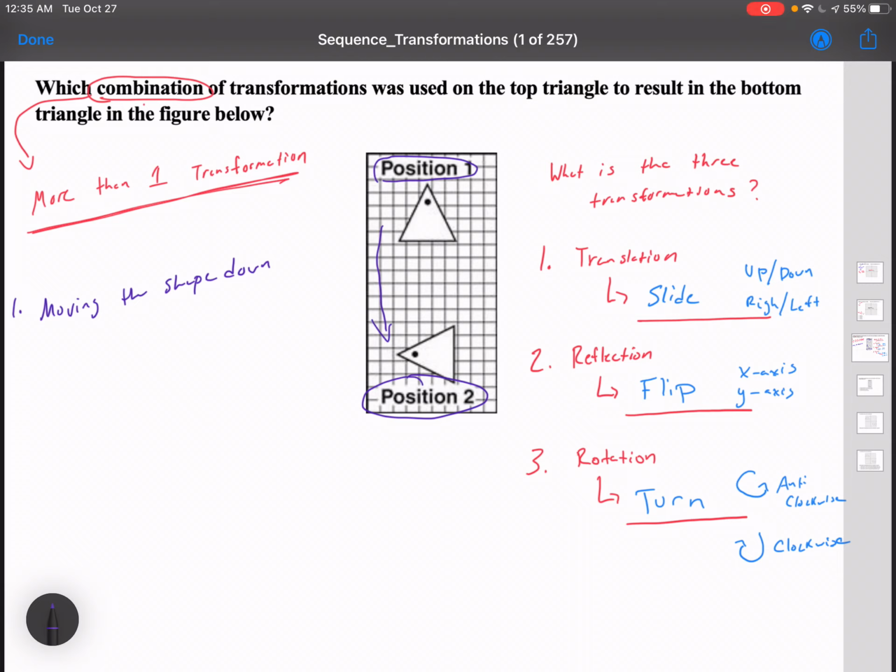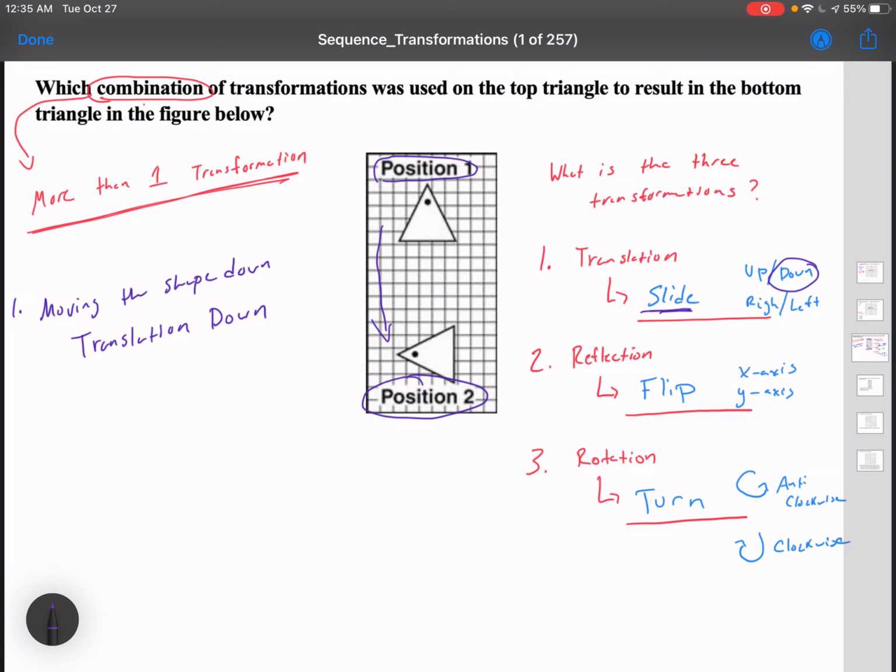If we're moving down, let's connect it back to our definitions over here on the right. We said a translation means to slide up, down. Oh, I just found it, right? We're moving down. So if we're moving down, that means we're sliding. So the first thing we did was a translation down. Okay, so we figured that part out.